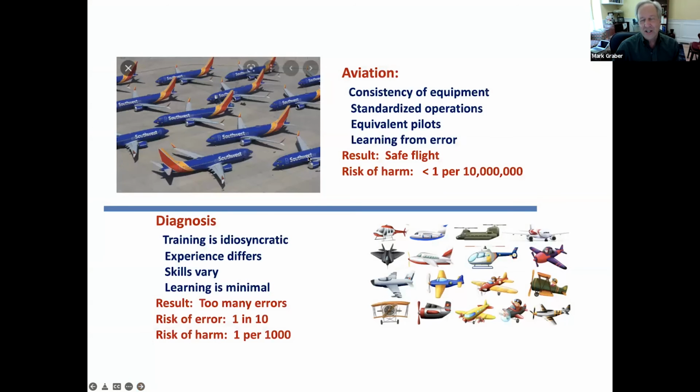In aviation, they use the same planes, the operations are all standardized, the pilots are all trained to a very high level of competency. And if there is a problem, a concern, or an accident, there's a tremendous amount of learning that takes place. Thank goodness. So at this point in time, the risk of my dying in an airplane crash is somewhere between 1 in 10 million and 1 in 100 million. So thank you, thank you, thank you. But if you think about diagnosis, our training is idiosyncratic. Every medical school is different. Every trainee will see a different spectrum of cases. Our skills vary. There's very little learning once you get out of school. As a result, there are a lot of errors and a lot of harm, and this is not good.